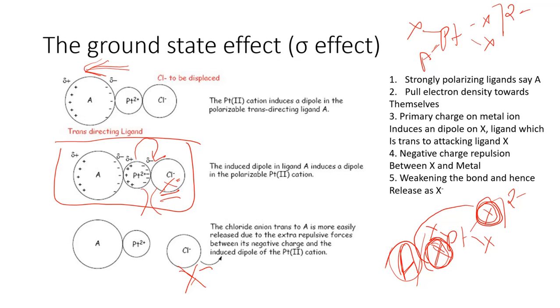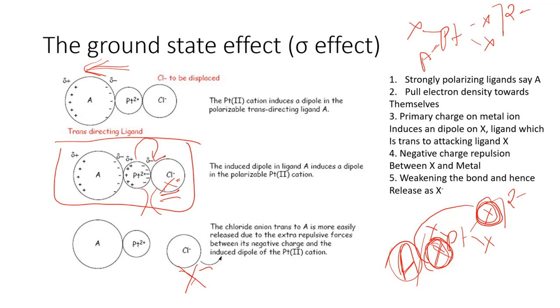Like in this example, the platinum 2 cation induces a dipole in the polarizable trans-directing ligand A, and therefore the induced dipole in ligand A induces a dipole in the polarizable platinum 2 cation. The chloride ion trans to A is more easily released due to the extra repulsive forces between its negative charge and the induced dipole of the platinum 2 cation.